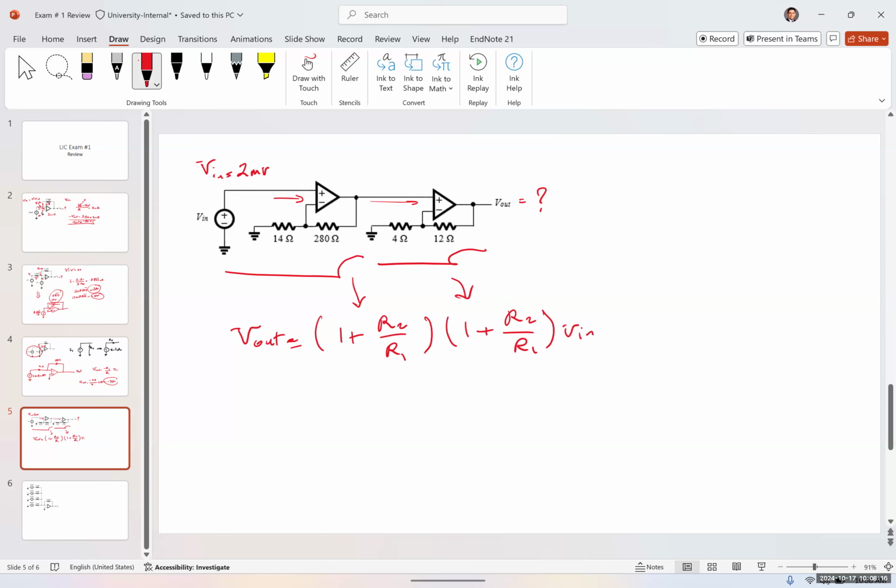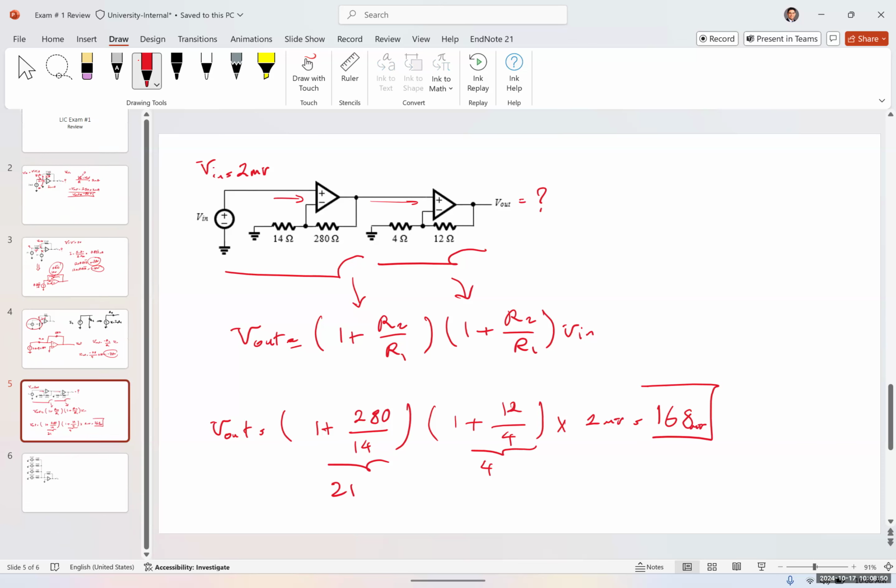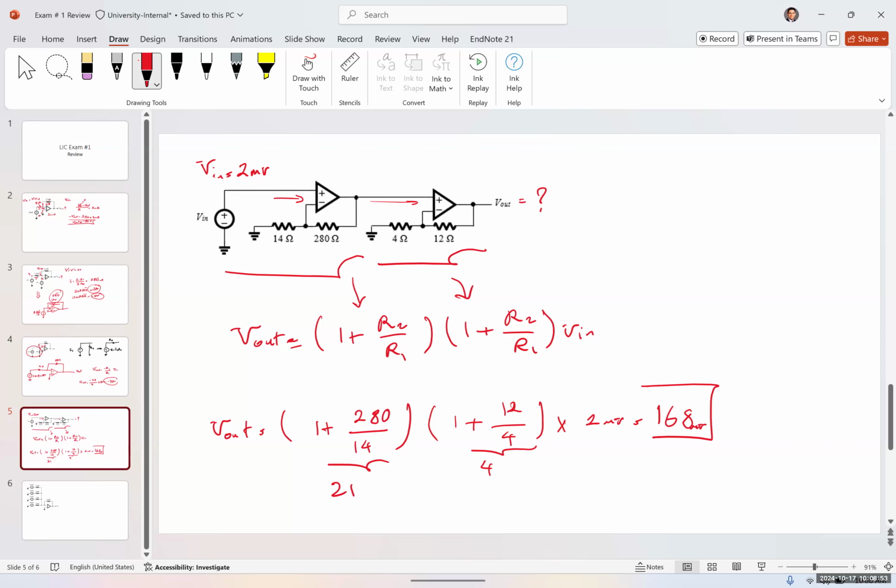times the input voltage. So V out for this is going to be 1 plus 280 over 14, which is 21, times 1 plus 12 over 4, which gives us 4, times 2 millivolts. So this would be 84 times 2, which is 168 millivolts. Do you have the same results? Yes. Okay, perfect.